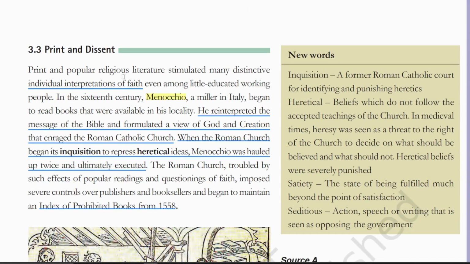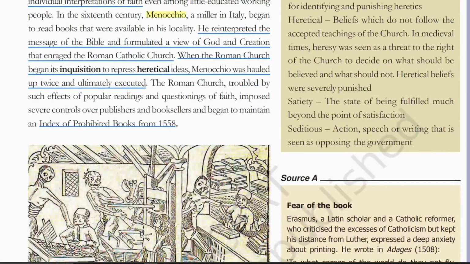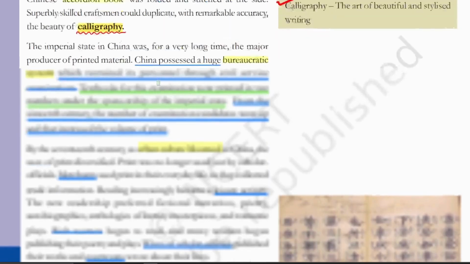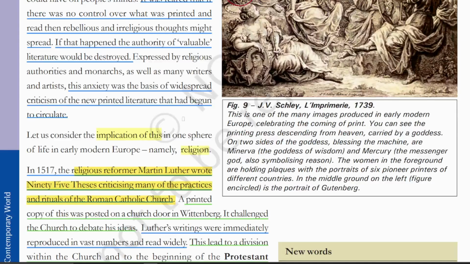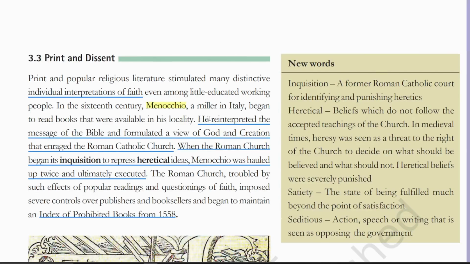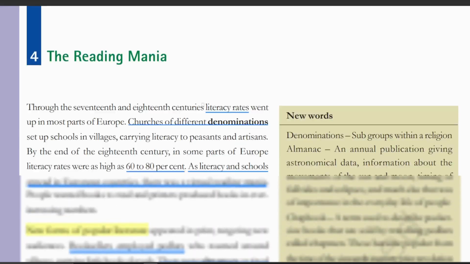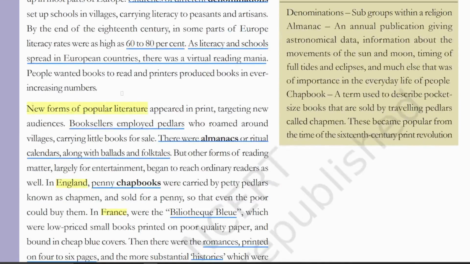And the next part is print and dissent. This is all just a reading part, nothing much to tell about it. This part is just reading. You only have to read it. Okay, now this part, the reading mania. So this is also the same thing.